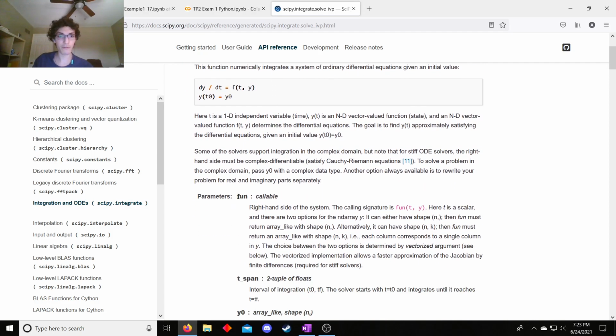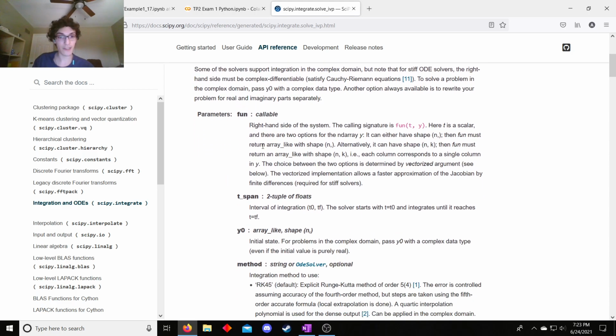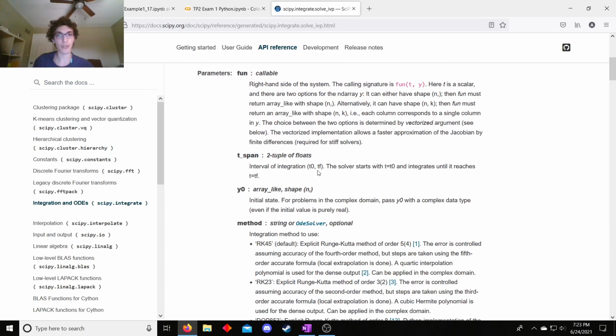First thing is fun. And let me be clear, this is not happiness. It means function, which is kind of the opposite of happiness, really. We're going to need that. We're going to need this t_span, which is going to be our interval of integration. Now, this would be 0 to 0.24 because delta is 0.24, but we scaled our problem to be between 0 and 1. So this t_span, this interval of integration, is actually just going to be 0 to 1.